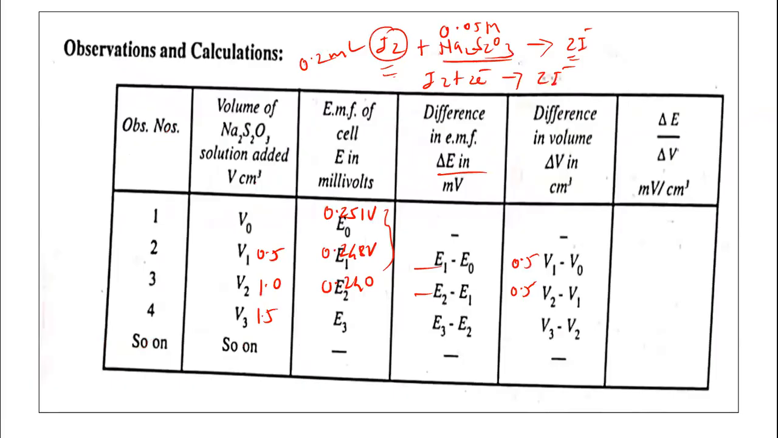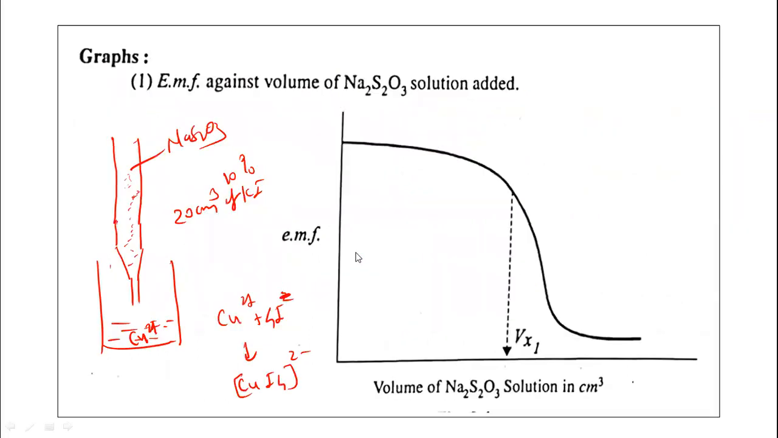In the observation table, we have written some readings here. The EMF of the cell goes on decreasing here. And this graph also shows that when we are going to add the sodium thiosulfate solution, EMF of the cell is going to be decreasing here. So in this way, potentiometrically, we can determine the amount of the copper present in the given solution.